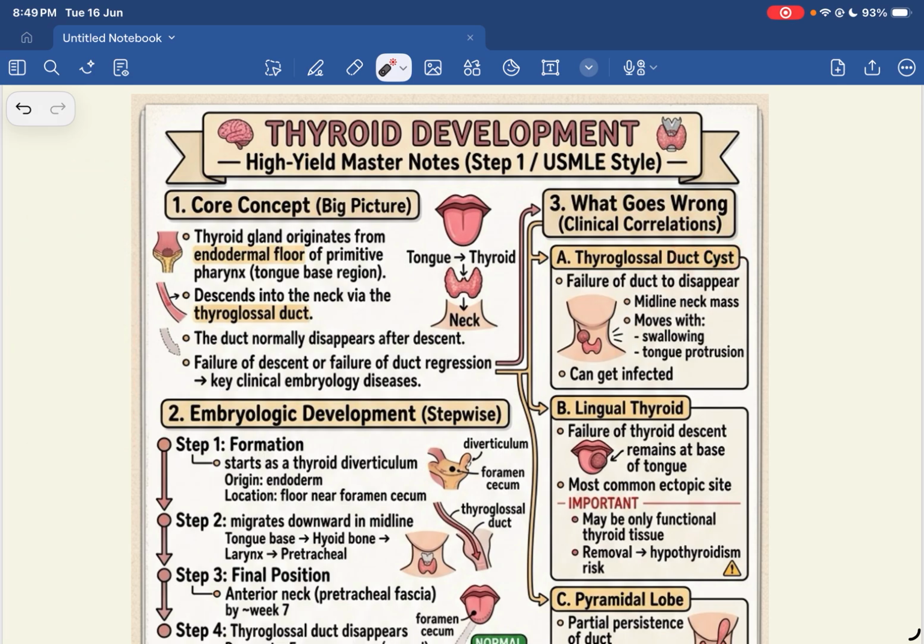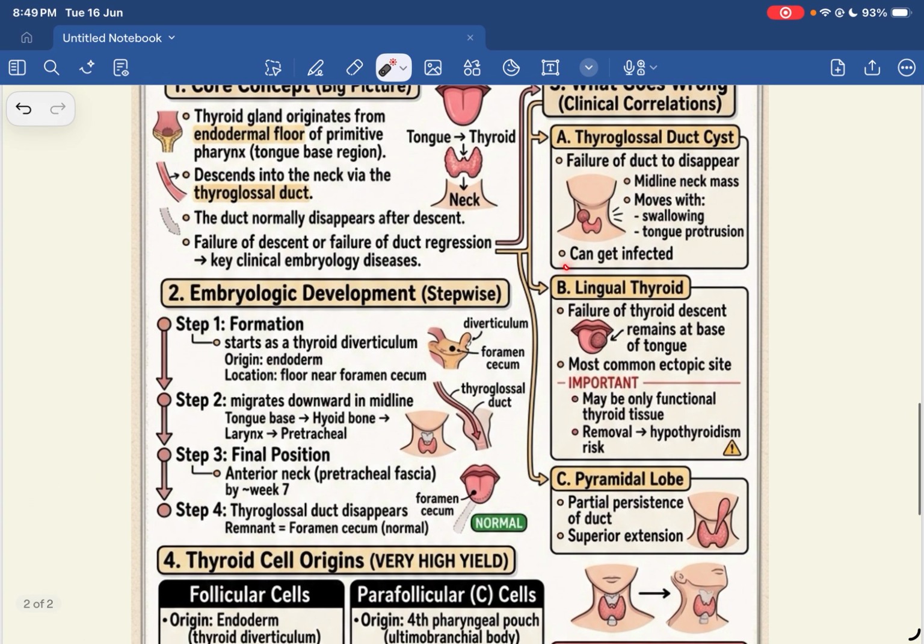So when the patient protrudes the tongue, the thyroglossal cyst would eventually move in the upward direction in the neck, and you can actually correlate how it's connected to the tongue. It is going to be a thyroglossal duct cyst, and it can easily get infected, so it's important to remove it.